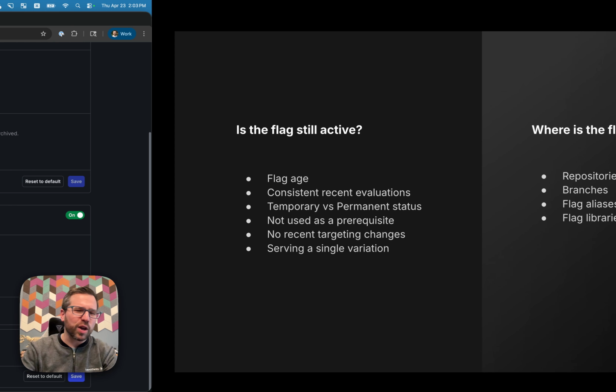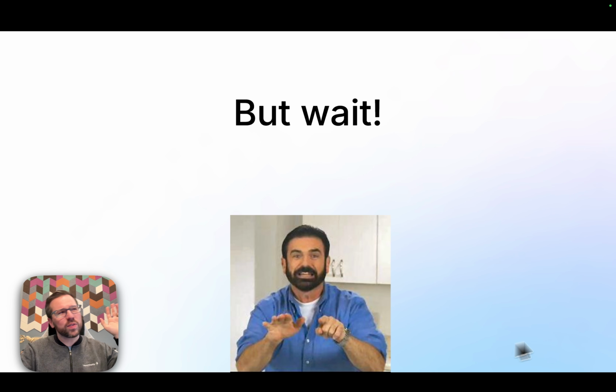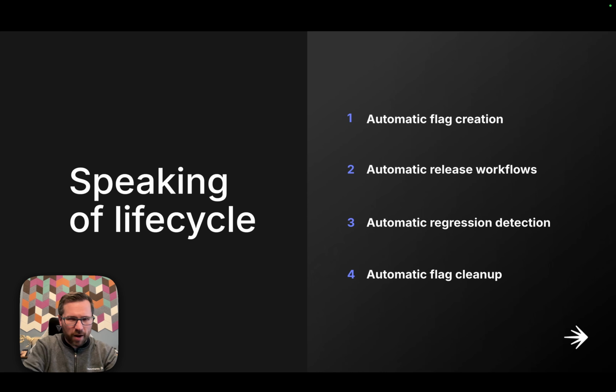But wait, before you go, there is more. Even though we're talking about automation at the end of the flag lifecycle right now, that's not all of the automation that LaunchDarkly is working on. At the time of this recording, April 23rd, 2026, we are already POCing internally, and we will be publishing later this year some recommendations about automatic flag creation for things like CI jobs, automatic release workflows, and all of the APIs, automation, and MCPs that we can release around that.